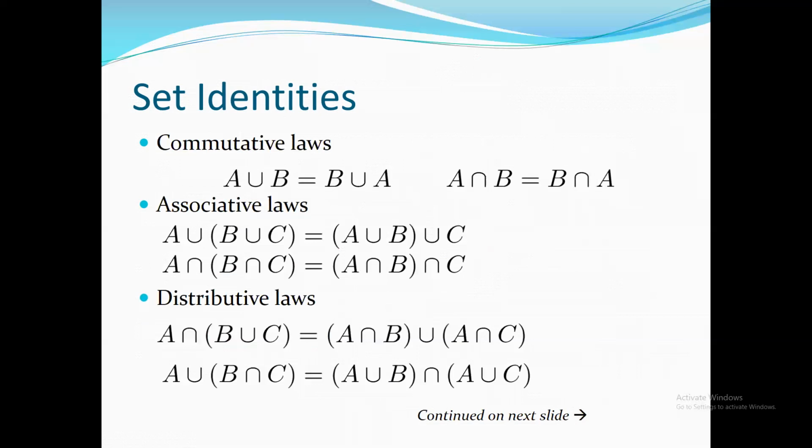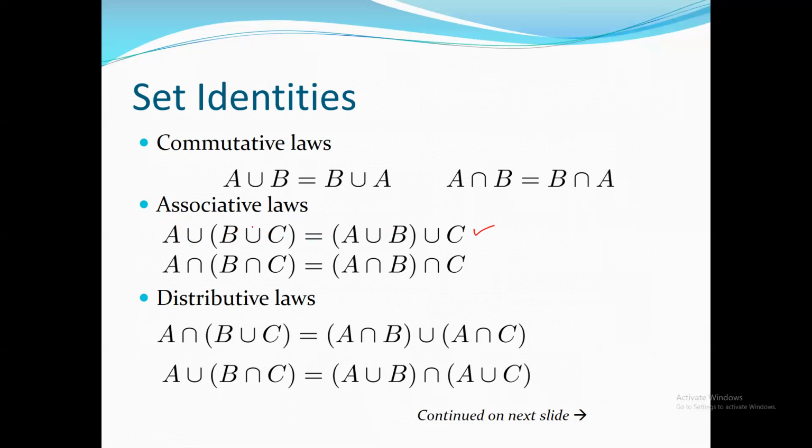Okay. Commutative law. A union B is equal to B union A. Yes, you can prove that. If you take A union B or B union A, this is similar. And if you take A intersection B or B intersection A, again they are equal. So you get the same result. Associative law. A union B union C, all fine. If you take B union C first and then take the union with A, no problem. If you take A union B first and then take the union with C, you will get the same result. So these two are equal.